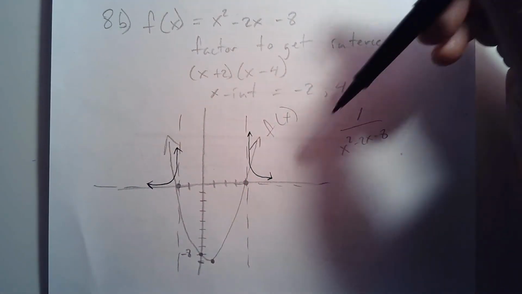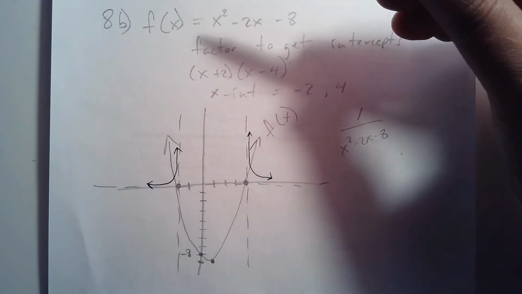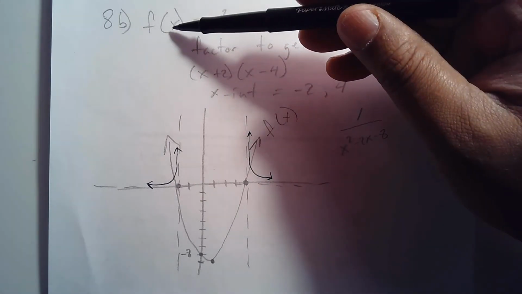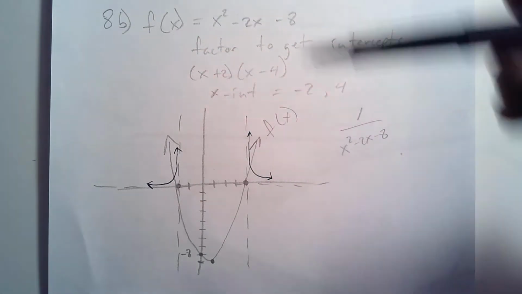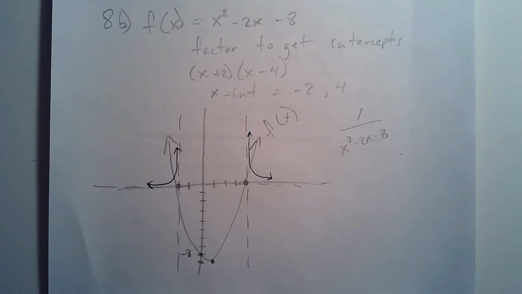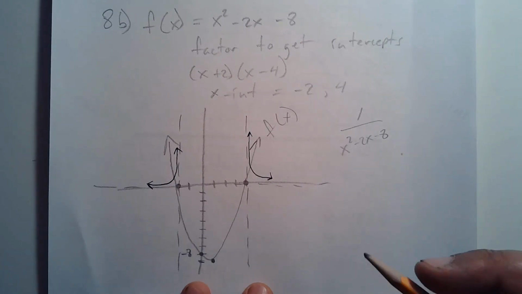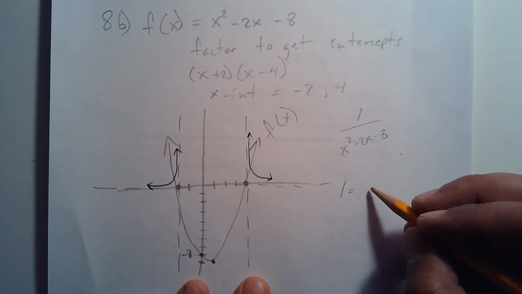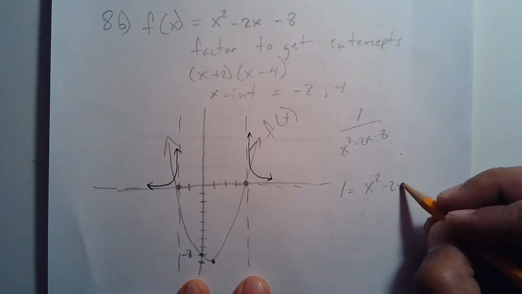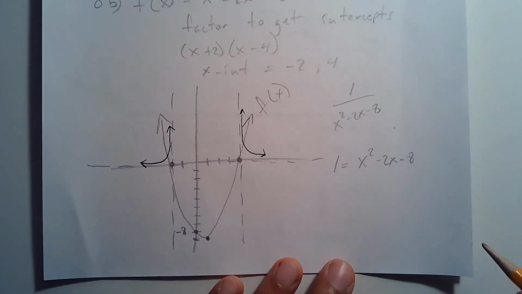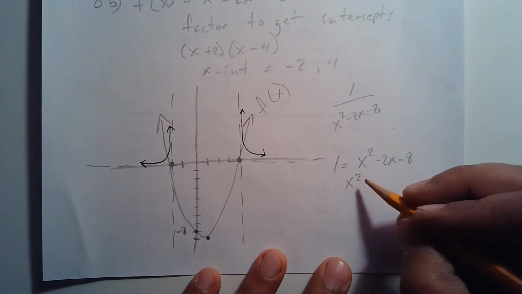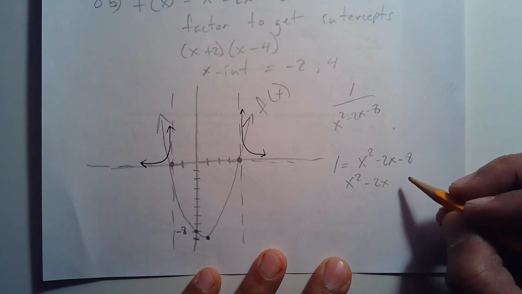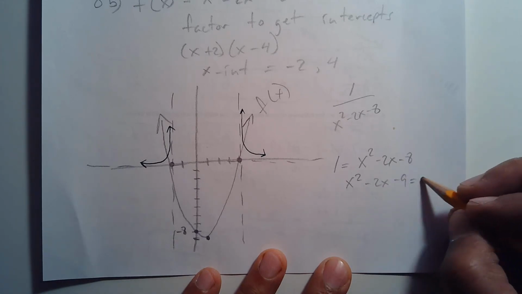Okay. Now how do we figure out what those invariant points are? Well, you can make this equal to 1. So let's do that right now and find one of the invariant points. You go 1 equals x squared minus 2x minus 8. So that gives you x squared minus 2x minus 9 equals 0.